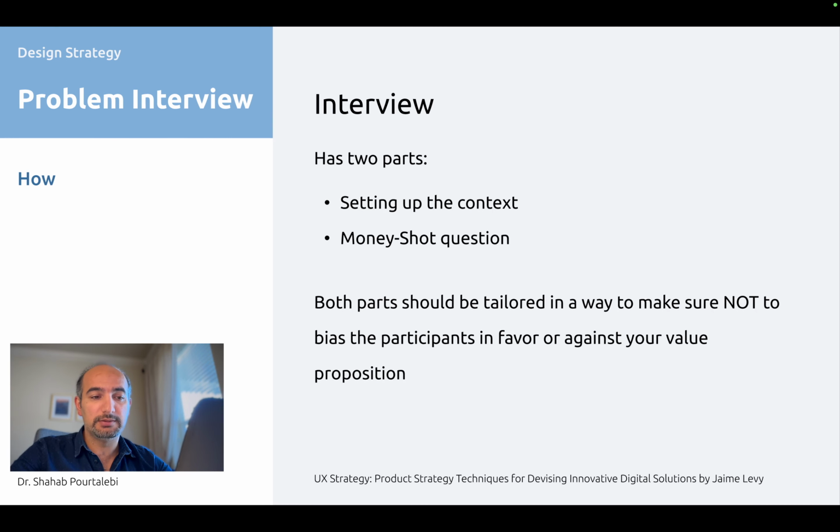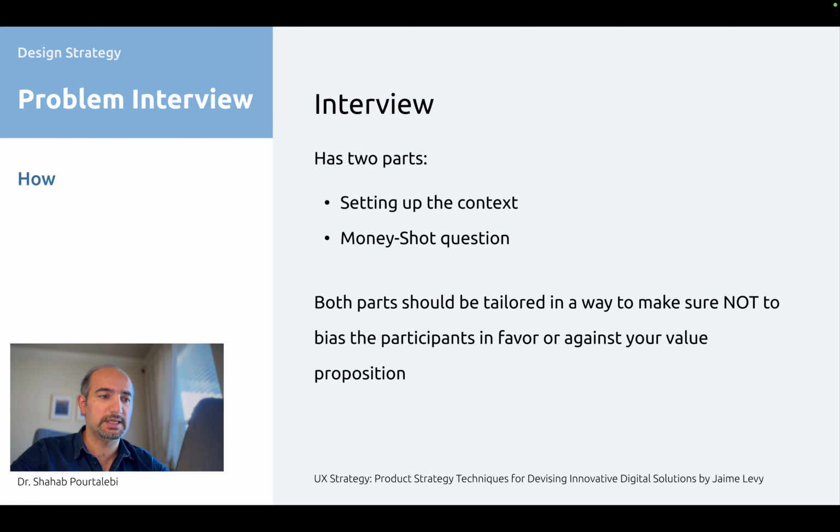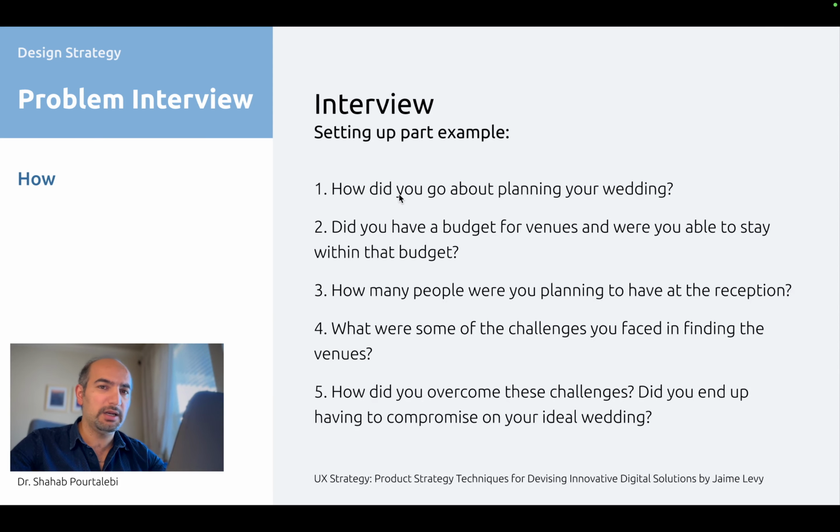Both parts are to be tailored in a way to make sure not to bias the participant in favor of or against their value proposition, obviously. And here I want to talk about, again, the example from this book, because I found it really amazing. I'm going to read 5 questions for the second part, the setting up the context part, and I'm going to comment on those questions.